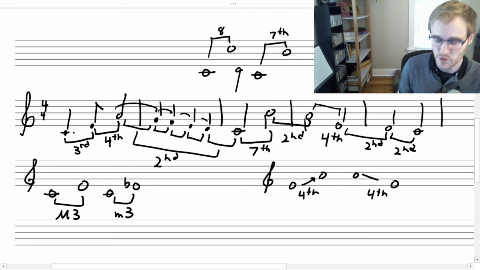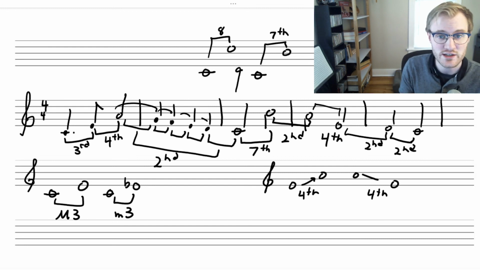Your work for this module will be identifying intervals just with these labels of unison, second, third, fourth, fifth, sixth, or seventh from both a melodic and harmonic standpoint.